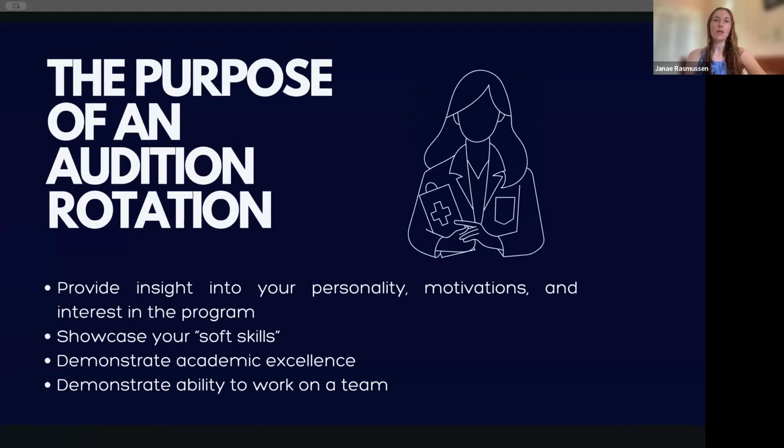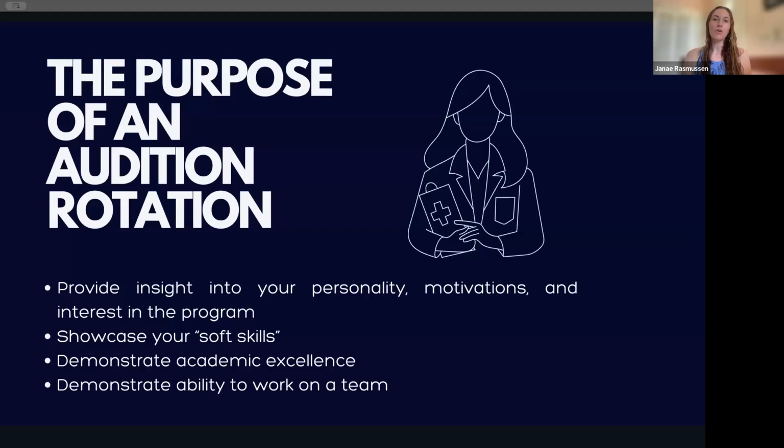This is your chance to showcase your soft skills. What I mean by that is your ability to work on a team, and your ability to navigate complex or challenging scenarios. How do you interact with attendings? How do you interact with patients? All of those are difficult to convey sometimes on a CV or even in a personal statement.